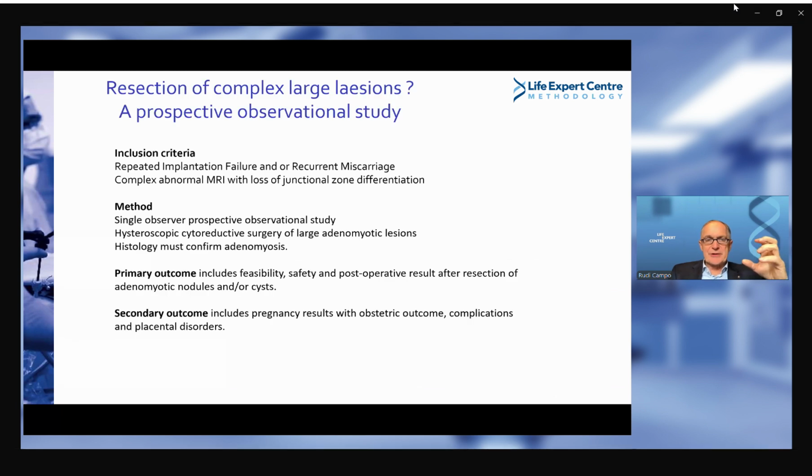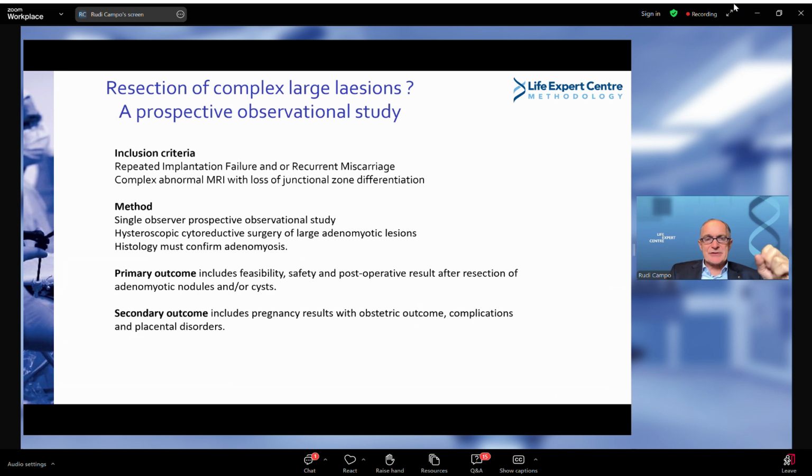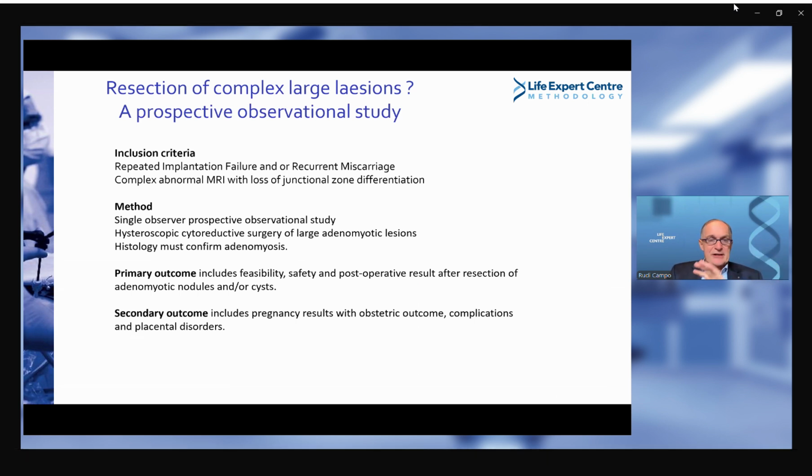So we are doing a prospective observational study, and we only take the complex abnormal MRIs, the real implantation failure, they got everything. Again, the same methodology, single observer, cytoreductive surgery, very standardized, and histology must confirm adenomyosis. Two outcomes. First, is this surgery acceptable? Yes or no? Second, what is the pregnancy rate?